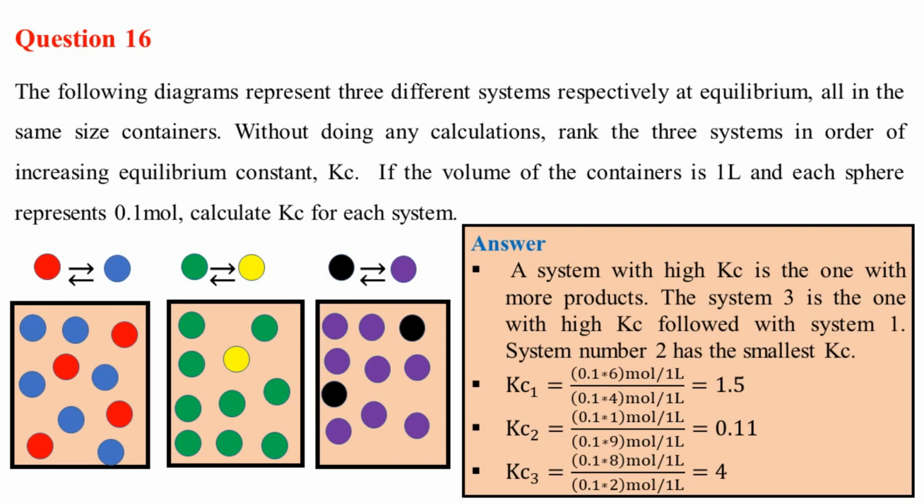Then the last one, we have Kc3. So we have 8 spheres in the product, and we have 2 spheres in the reactant. Then here also we have the values. So these are the values of Kc that we're asked to calculate.